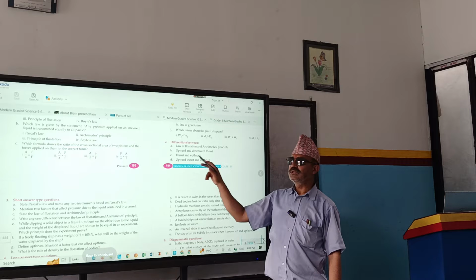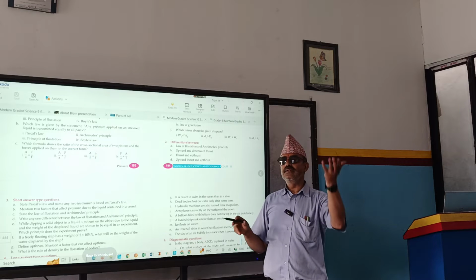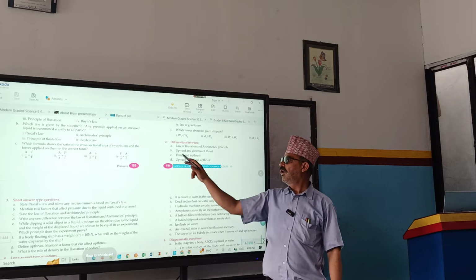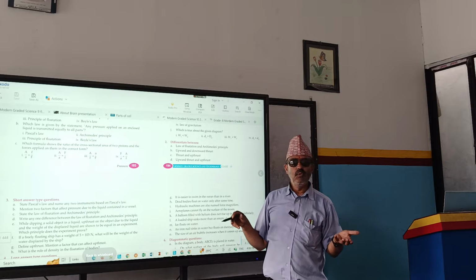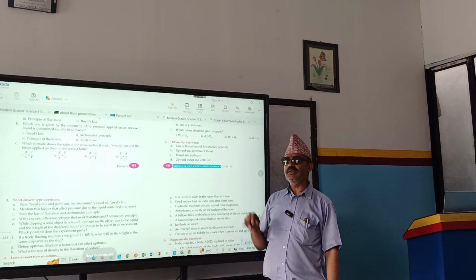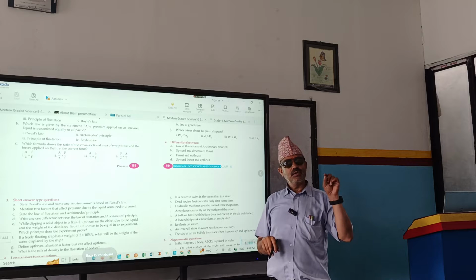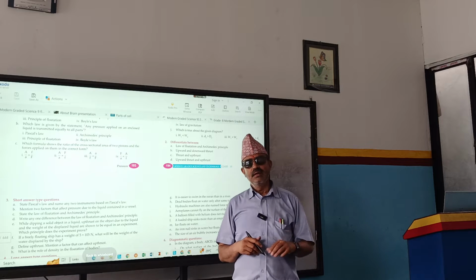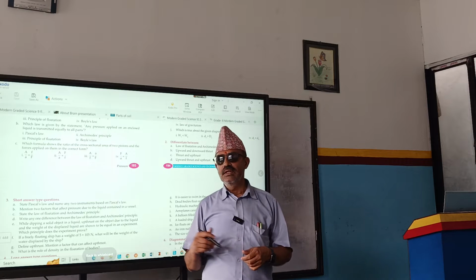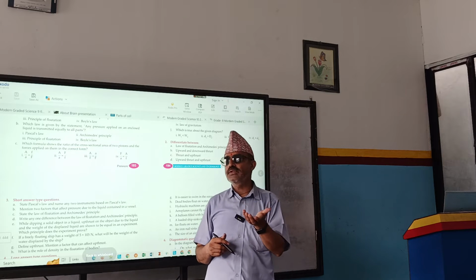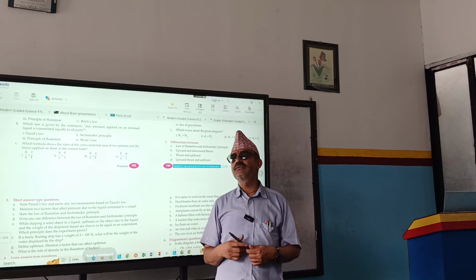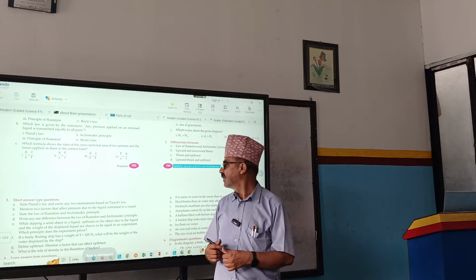Upward and downward thrust. Upward thrust is exerted in the upward direction. Downward thrust is exerted in the downward direction. Upward thrust is more. Downward thrust is less. Thrust and upthrust. What is thrust? Perpendicular force acting on a body is called thrust, and upthrust is the force experienced by a body when it is immersed in fluid, right?